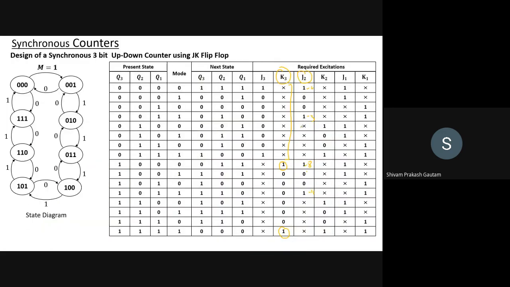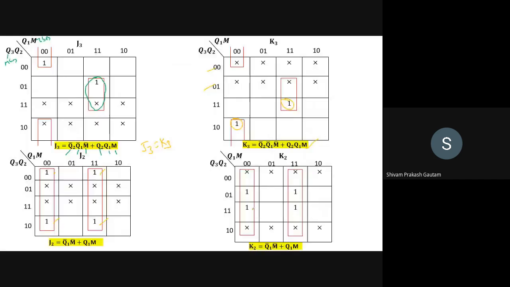Don't care, we are having from 4 to 7 and the last 4. That means the second row and the last row are don't care. Sorry, the second row and this row is having don't care, right? So now you can group them. So we have grouped them in quad. So Q1 bar and M bar will come from this grouping, and Q1 and M will come from this grouping.